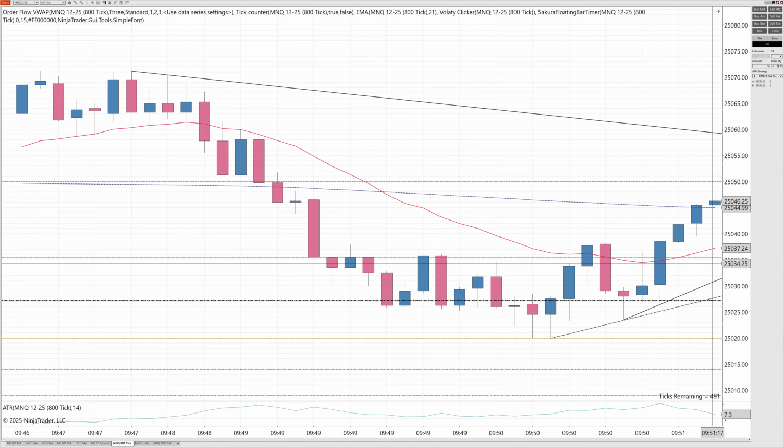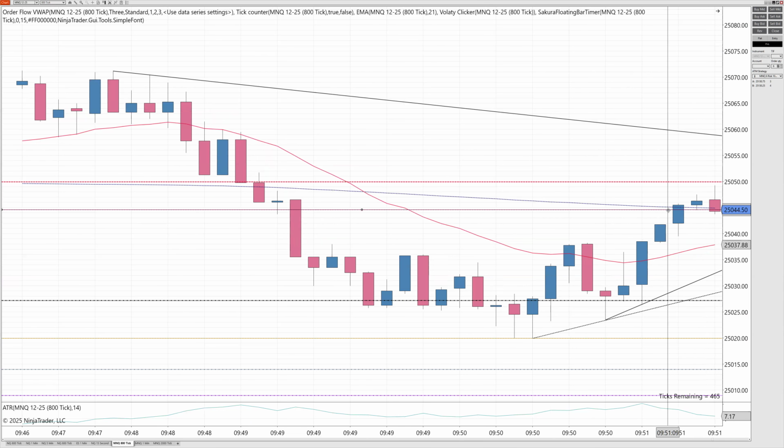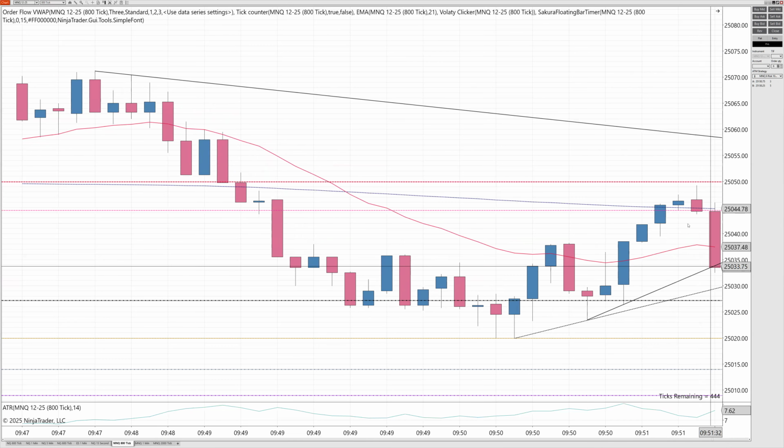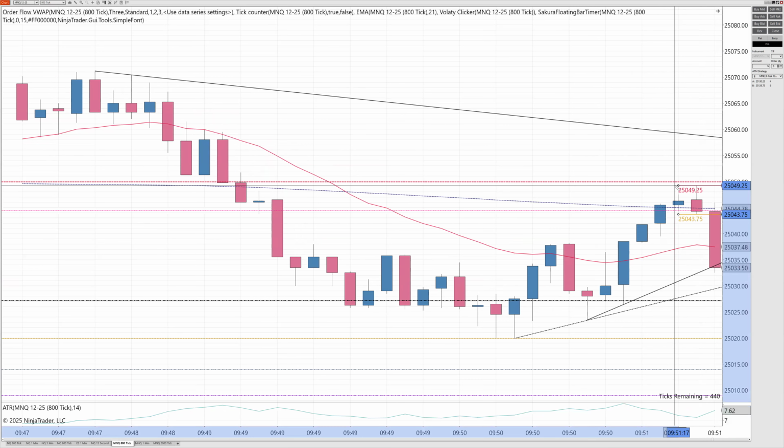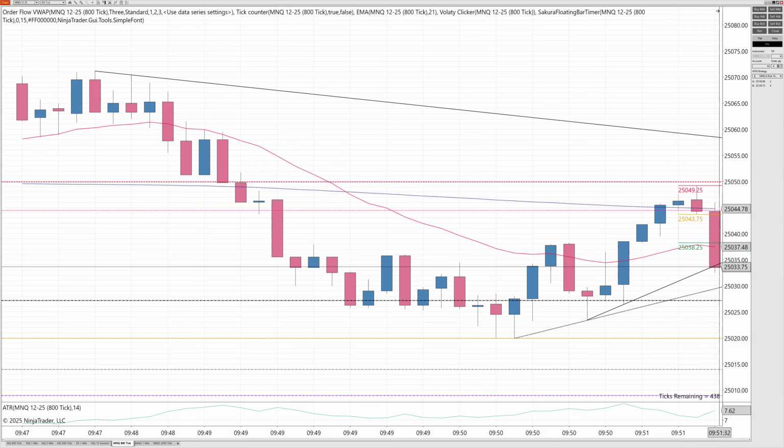Okay, so now we're keeping track of a runner. And there's the runner being taken out. This is a bearish signal to come down. And this did end up working, but I don't know if I would have taken this one because the runner did get taken out. It was a fresh takeout.